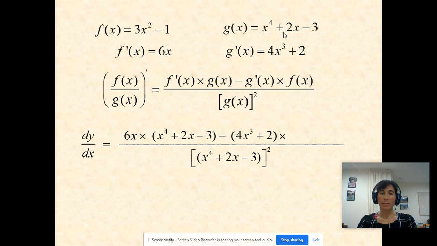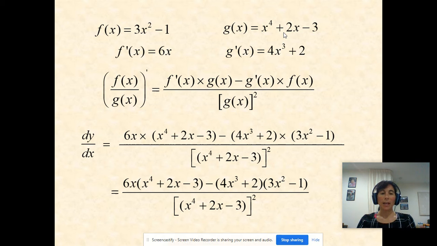We've got our g squared on the bottom line, and then substituting, making sure we use brackets. In particular, that's important with that second section there. So we're going to get 6x times x to the power of 4 plus 2x minus 3 in brackets, minus 4x cubed plus 2 in brackets times 3x squared minus 1 in brackets, and on the bottom line, x to the power of 4 plus 2x minus 3, all squared. Our next step there, what we could look to do is just to remove the times signs. That's a very minor step.